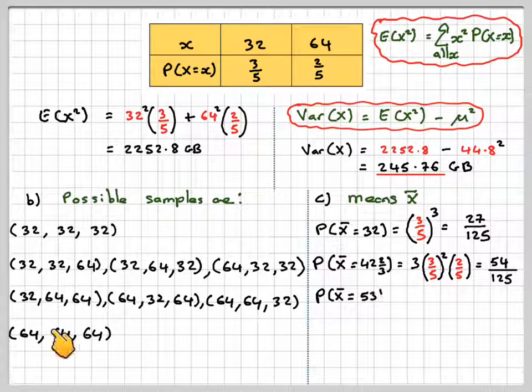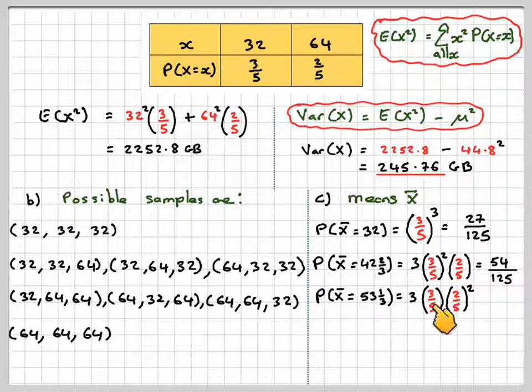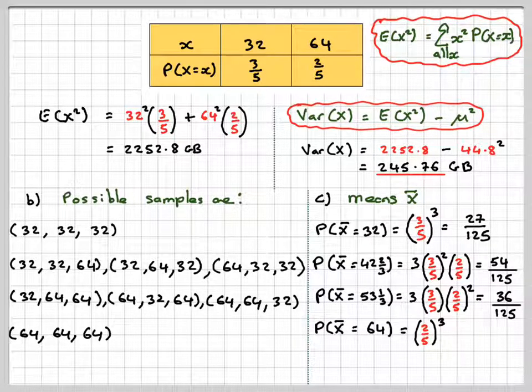Now, the mean of 32, 64, and 64 is 53 and 1/3. Again, there are 3 different ways that can happen. We want 32 to happen once, so it's 3/5, and then 64 to happen twice, 2/5 squared. It's a bit like a binomial distribution, this, which is 36 over 125. And then we've got 64, 64, 64. The probability x bar is equal to 64 is going to be 2/5 cubed, which gives me 8 over 125. You should check that these all add up to 1, which they do.